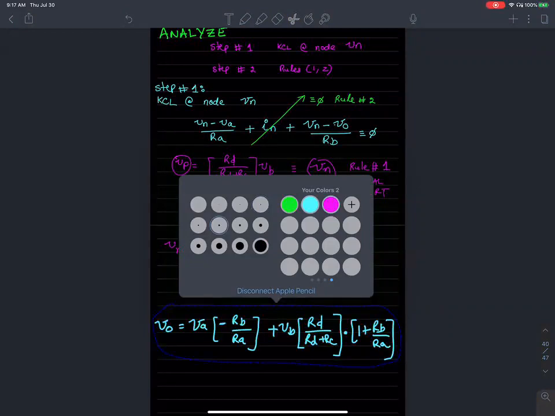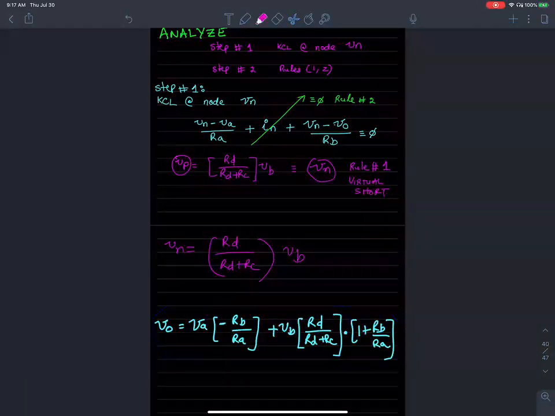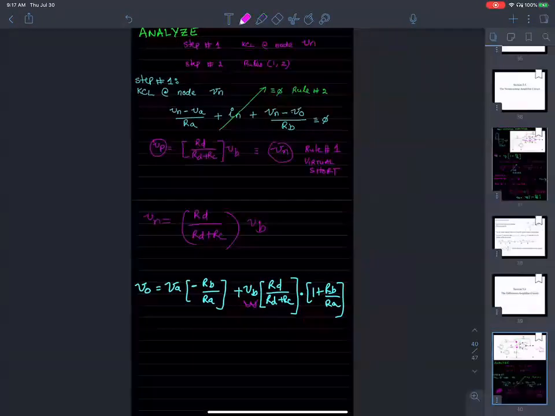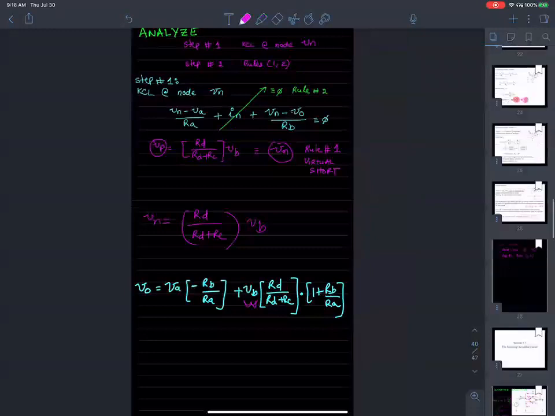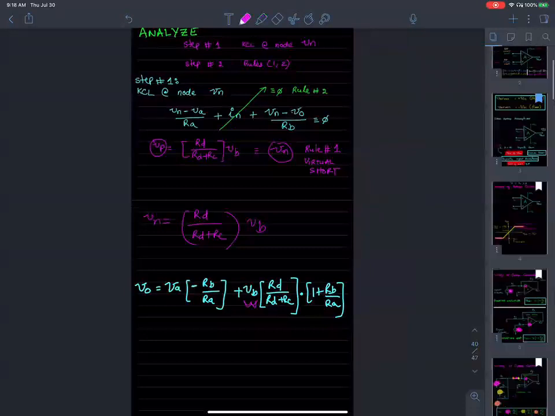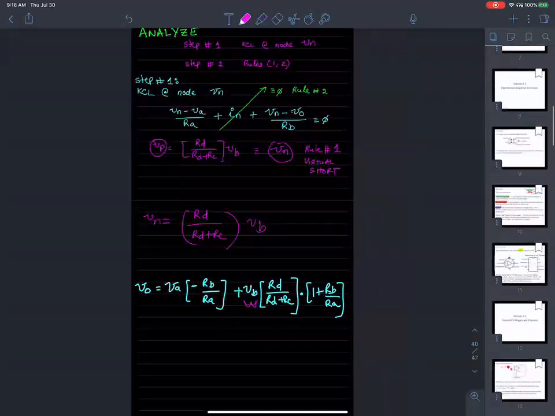So this is still the difference amplifier. Remember, the input Va is multiplied by a negative gain. Vb is multiplied by a positive gain. So all you have to notice is this is very, very similar. If you go back, this is very similar to the difference amplifier. Let me go all the way back. I'm sorry for the back and forth, but I'm trying to illustrate a point here.